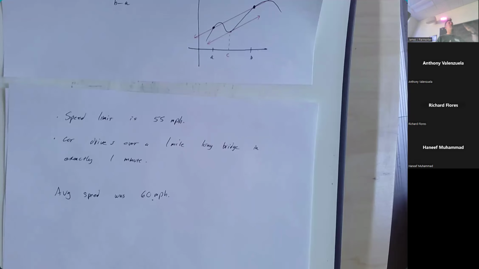So that's really what you should think about when you think about the mean value theorem. That your instantaneous speed has to, at some point, equal your average speed.